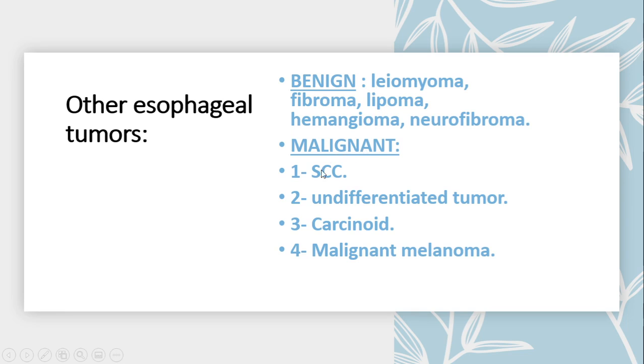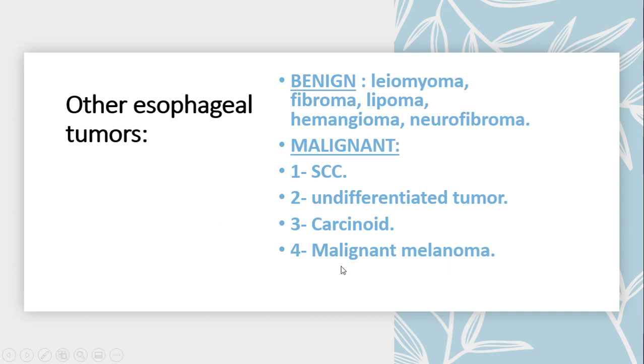Other malignant tumors include squamous cell carcinoma, undifferentiated or poorly differentiated tumors, and carcinoid tumor. This is a tumor of neuroendocrine cells that are distributed throughout the gastrointestinal tract with hormonal or humoral secretory functions, and certain physiological materials secreted in the stomach, in the esophagus, in the intestine, and so on.